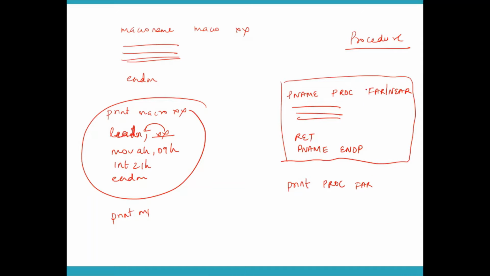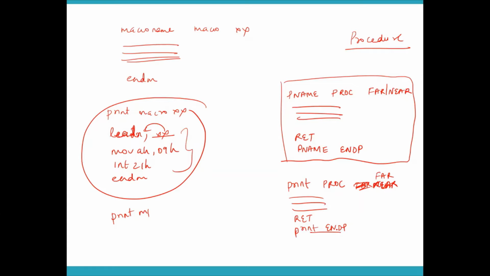If my procedure is in the same code segment, I'll be writing near here. If my procedure is written in the same code segment as my program, I'll be writing near here. Suppose my procedure is written in an entirely different code segment, then I'll be using the keyword far here. Then whatever I want to put, the same statements will come inside the body of my procedure. And then RET, print, end P.